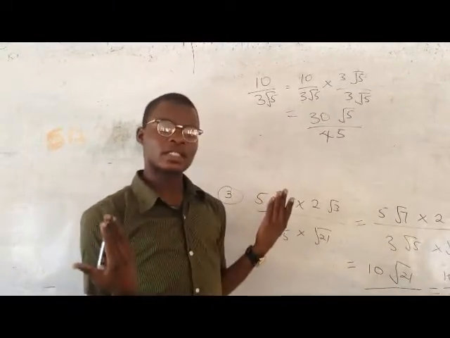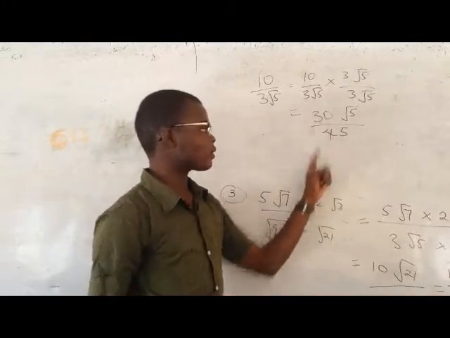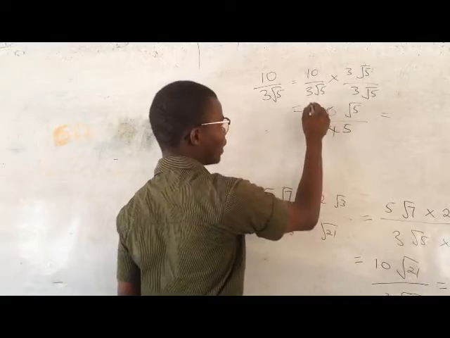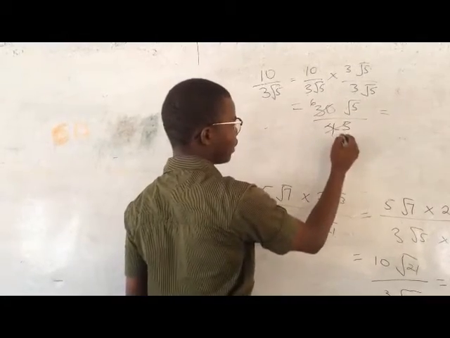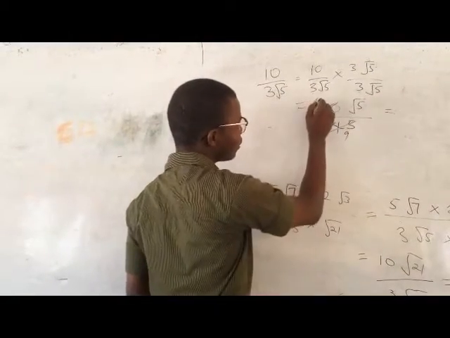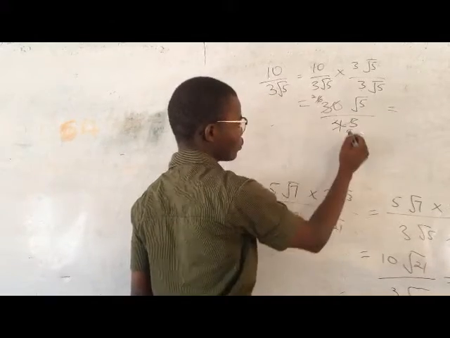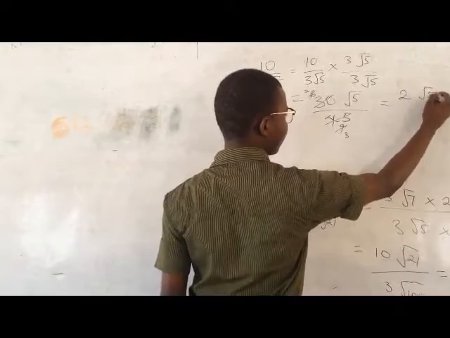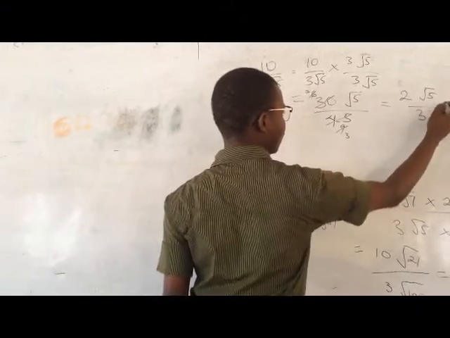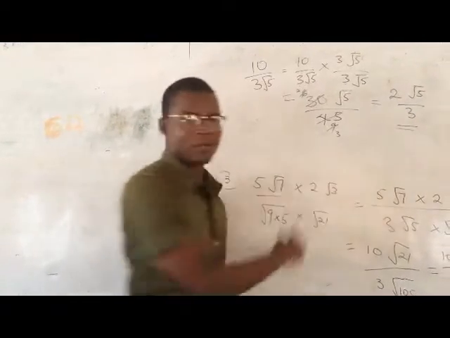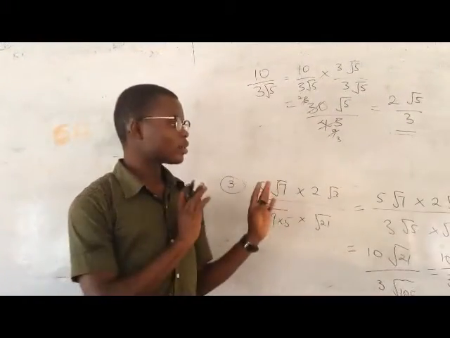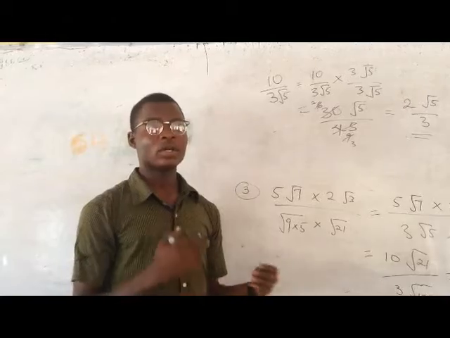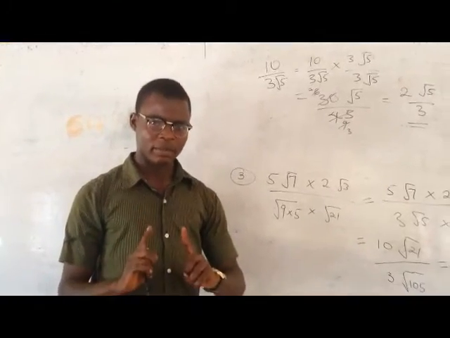Now, this gives me the answer. But mind you, I can still simplify this. So this gives me, 5 here, 6, 5 here, 9, right? 3 here, 2, 3 here, 3. So I have 2 root 5 over 3. And this is our final answer. You see that this is very simple. Rationalization of a surd, or division, is a very simple thing in mathematics.